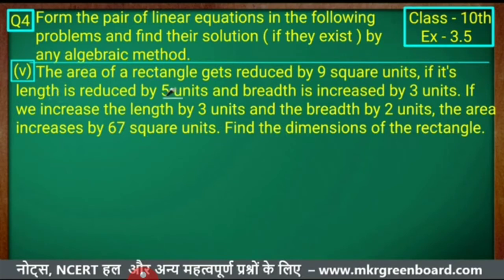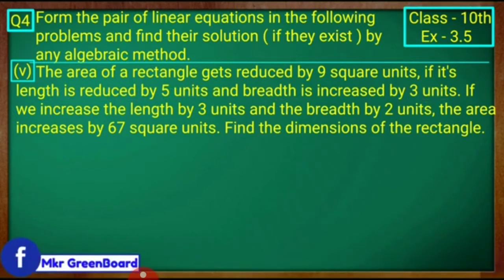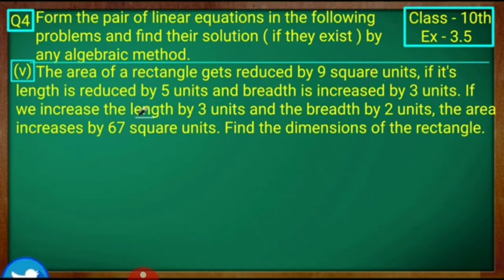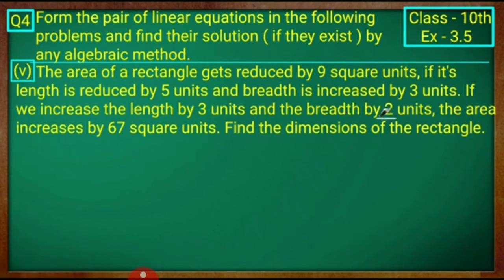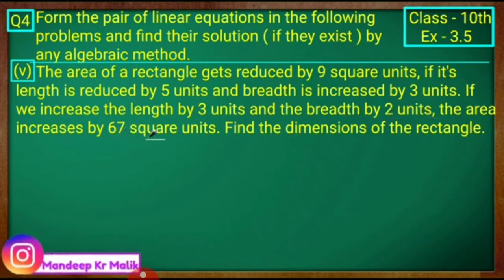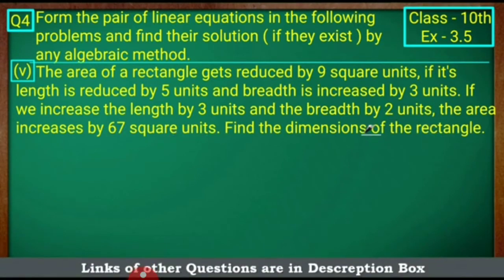Children, in the question there are two conditions. In the first condition, if we reduce the length by 5 units and increase the breadth by 3 units, the area is reduced by 9. In the second condition, if we increase the length by 3 units and the breadth by 2 units, the area increases by 67. We need to find the dimensions of the rectangle, that is, the length and breadth.